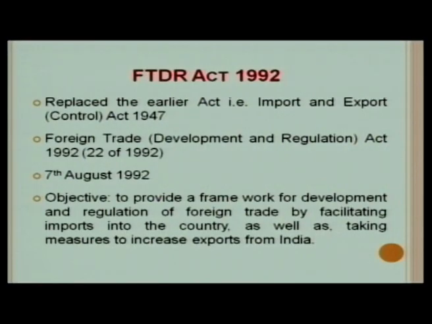If we try to understand the FTDR Act 1992, it replaced the earlier Act, the Import and Export Control Act 1947. The Foreign Trade Development and Regulation Act 1992 was notified in the Gazette of India on 7th August 1992. The basic objective of the FTDR Act 1992 is to provide a framework for development and regulation of foreign trade by facilitating import into the country as well as taking measures to increase export from India. So, basically the FTDR Act deals with the import and export from India.